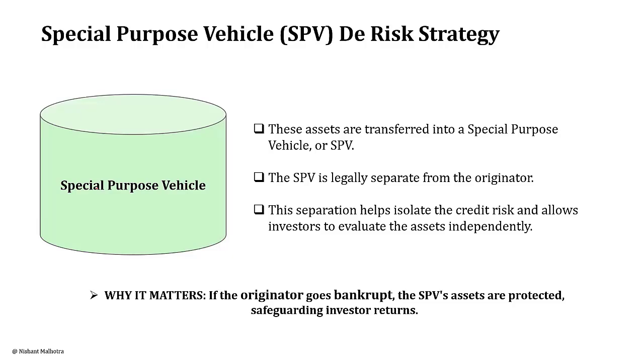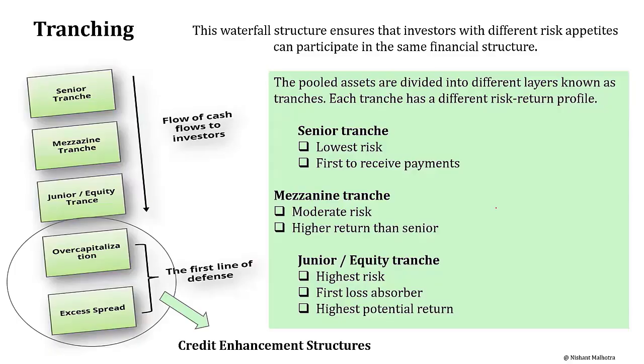These are assets that are transferred into a special purpose vehicle, which is why you call it a special purpose vehicle. The SPV is a legal entity separate from the originator, and this separation is where it isolates the credit risk and allows investors to evaluate the assets independently. So this is very important: the credit risk which we talk about is totally different compared to the original issuer. This is very important for the special purpose vehicle.